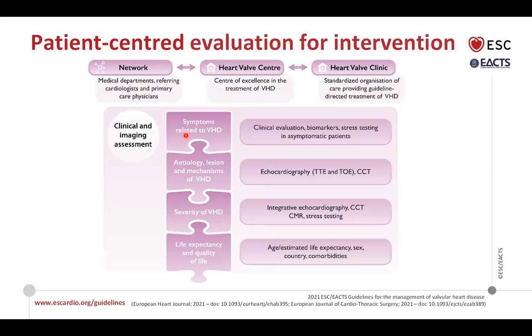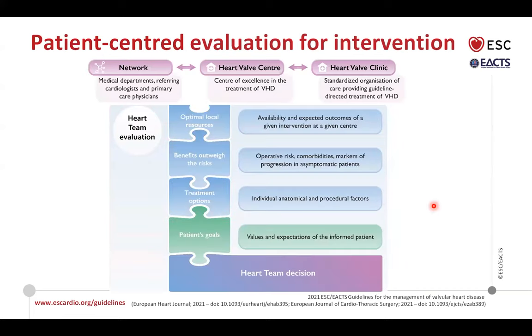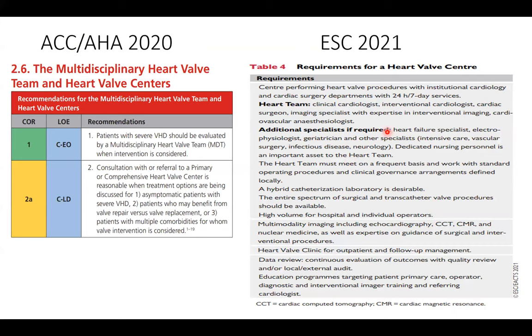For every patient, we should assess their symptom burden, their severity, what is causing the heart valve lesion, how it has affected their lifespan, and what their goals for treatment are, both the managing team's and the patient's goals. And these are their recommendations. I won't go through them for the heart valve team. The ACC/AHA has a class one recommendation for the multidisciplinary heart valve team, and these are the requirements of what a heart valve center should have according to the ESC.